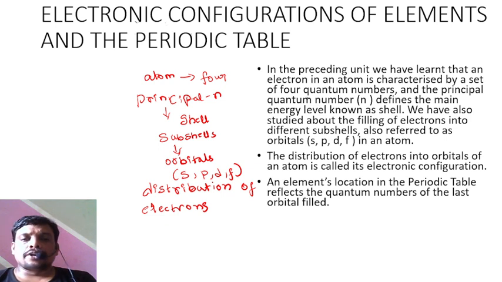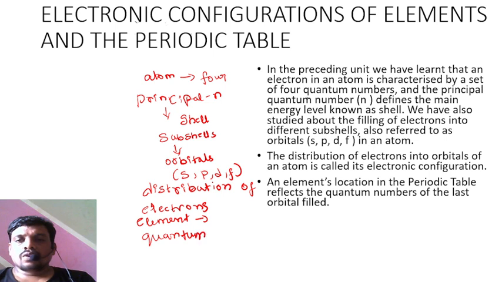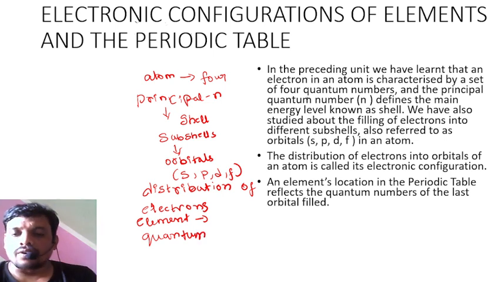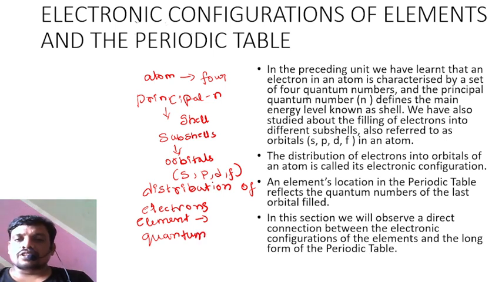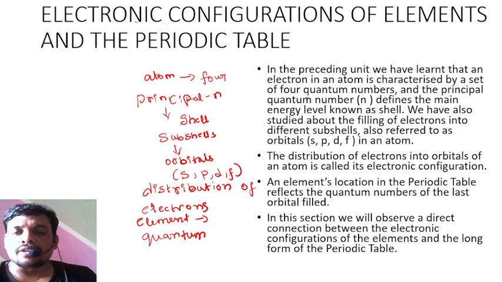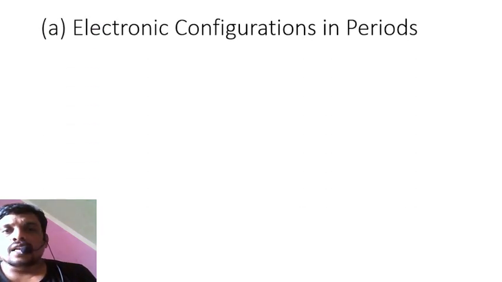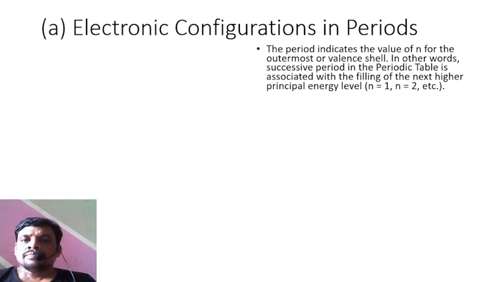Very important point: an element's location in the periodic table reflects the quantum number. What does it reflect? The quantum number of the last orbital. Now, in this section, we will observe a direct connection between the electronic configuration of the element and the long form of the periodic table. Now, electronic configuration in a period, let us take the periodic table.